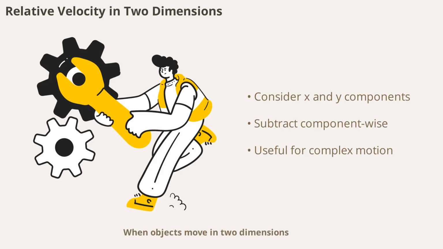When objects move in 2 dimensions, calculating relative velocity becomes a bit more involved. We need to consider both the x and y components of each object's velocity. By breaking down the velocities into components and then subtracting them, we can find the relative velocity vector. This approach is essential for analyzing motion in planes, boats crossing rivers, or airplanes flying in windy conditions.